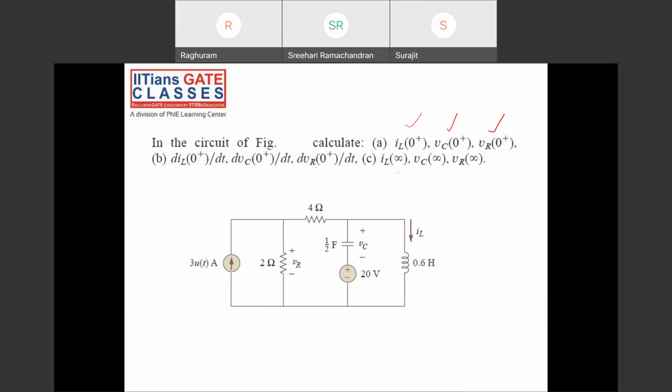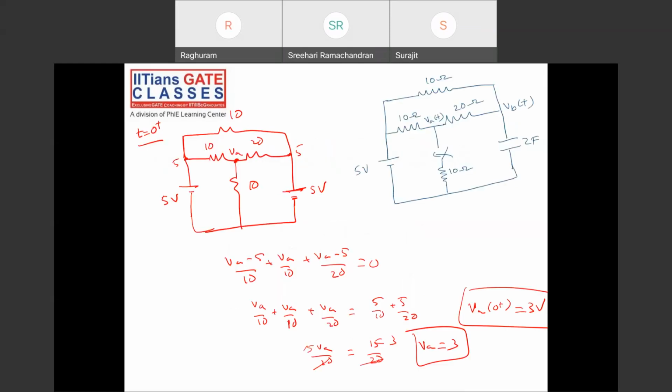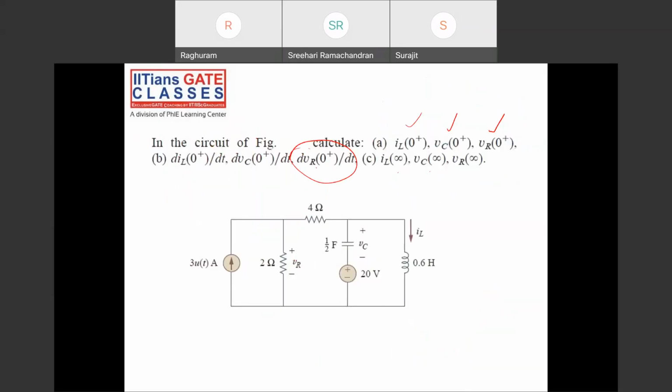Sir, at t equal to 0 plus, how to find dVR of 0 plus by dt? Similar way, just now we did it. How did I find the voltage across the resistor at t equal to 0 plus? At t equal to 0 plus, consider the behavior of L and C elements. How will the capacitor act? As a voltage source of value VC of 0. Yes, sir. And the inductor will act as a current source of value IL of 0. Okay, so replace them with a voltage source and a current source. Then it will become a simple resistive circuit. And then you can find voltage and current anywhere.